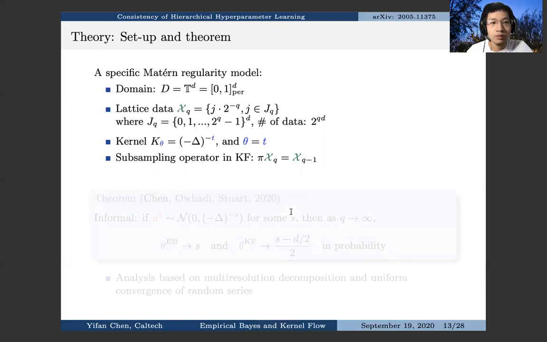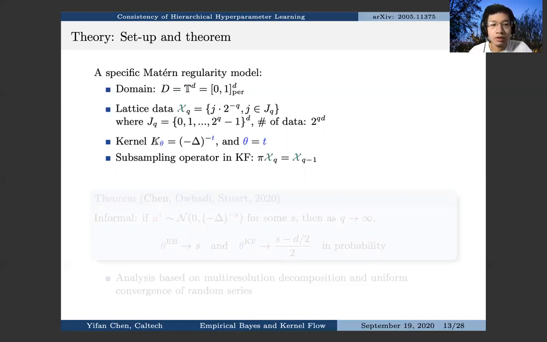To begin with, we specify the setting for our model. We are doing the Matern regularity model, but on a torus rather than on the whole domain, so it's quite different. The domain is the torus T^d, which is [0,1] to the power of d, but with periodic boundary. The setup for our data is on an equidistributed lattice on the torus with step size 2 to the minus q. So the total number of data is 2 to the q times d.